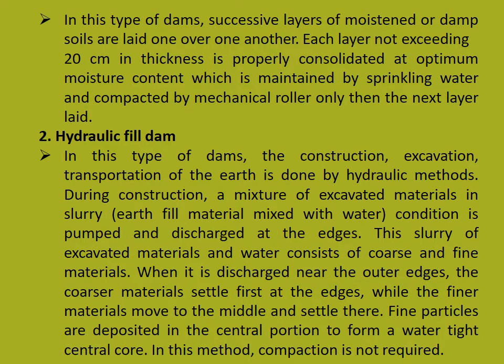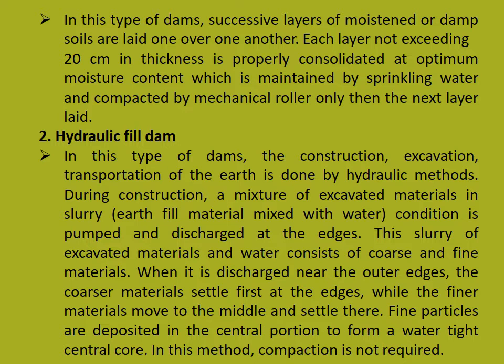In this type of dam, successive layers of moistened or damp soil are laid one over another. Each layer, not exceeding 20 cm in thickness, is properly consolidated at optimum moisture content, which is maintained by sprinkling water, and compacted by a mechanical roller. Only then the next layer is laid.